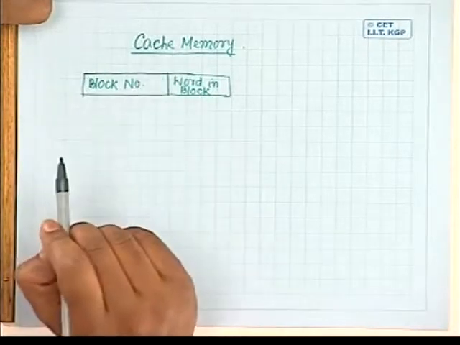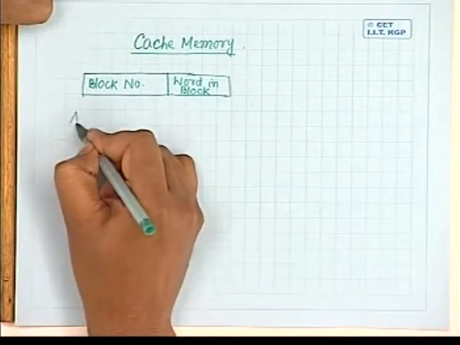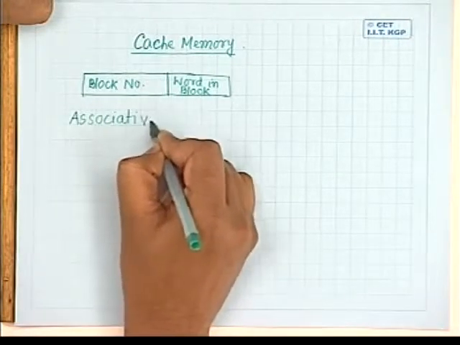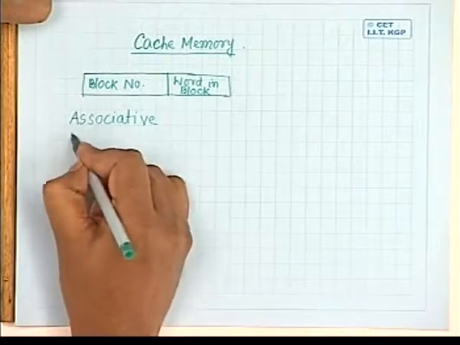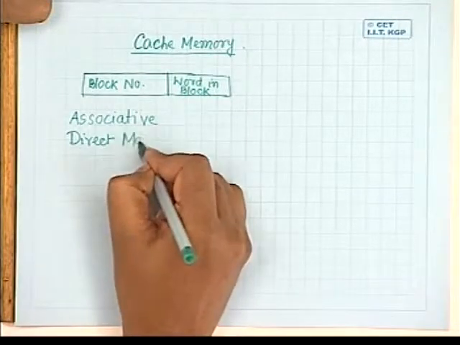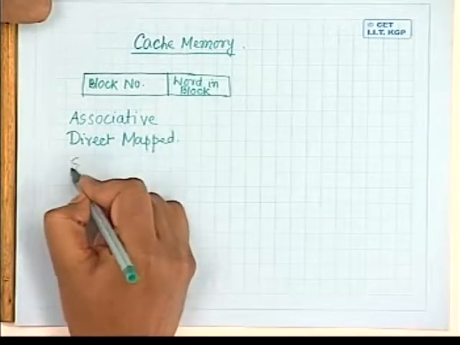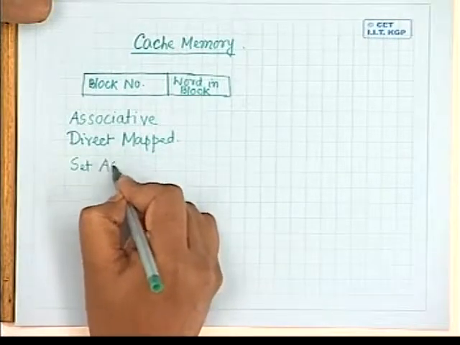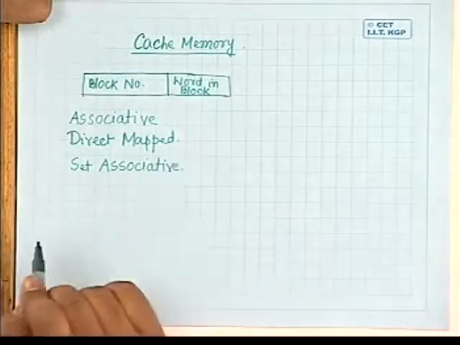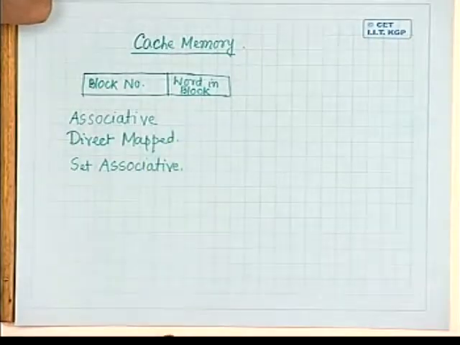Okay. And when we talk about cache memory, we usually have three kinds of cache memory. One is called associative cache memory. The second kind of cache memory is called direct mapped cache memory. And the third kind of cache memory is called set associative cache memory. Okay. So we'll first discuss the associative cache memory.